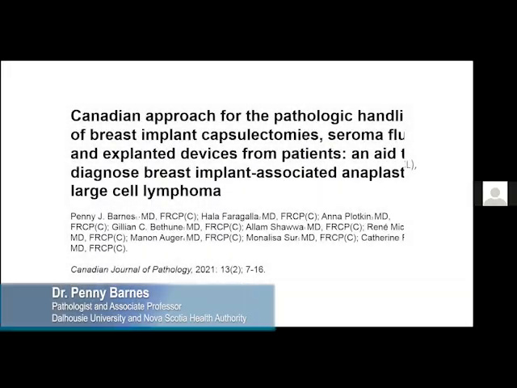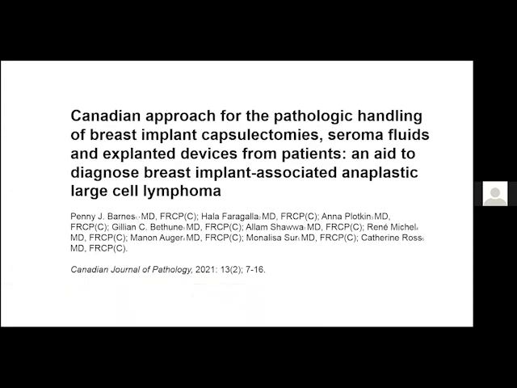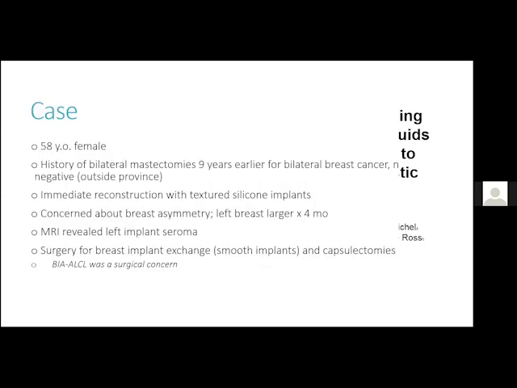that I helped put together with the help of other breast pathologists, Anna and Hala from Toronto, as well as colleagues in hematopathology and cytopathology. So I have to confess, I don't have a huge amount of experience in BIA-ALCL cases, but I did learn a lot from working on this project. So I'm going to start with a case.